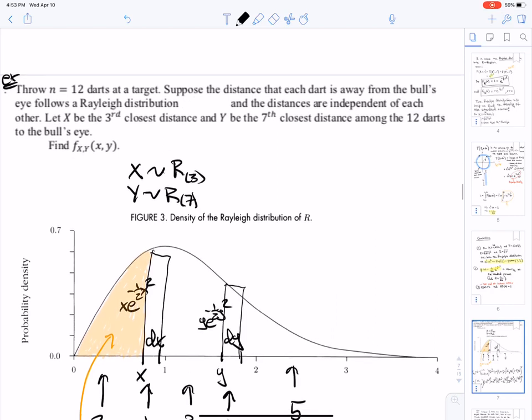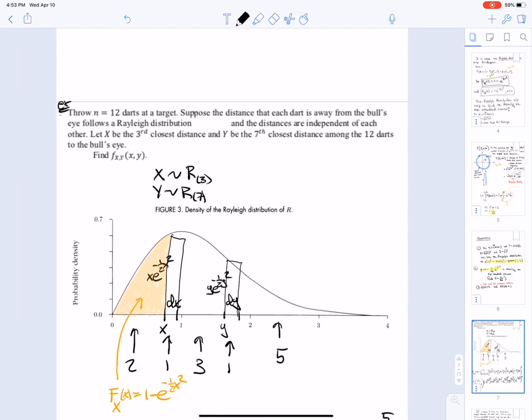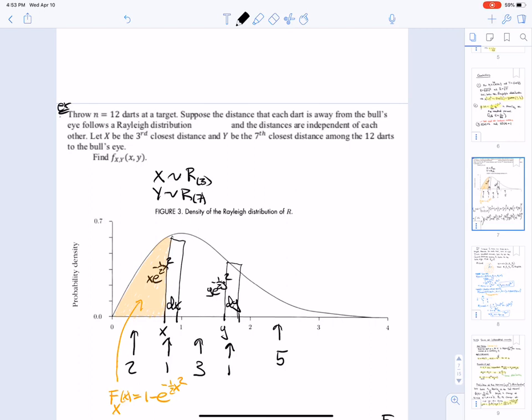So here's an application of the Rayleigh. We throw 12 darts at a target. Suppose the distance that each dart is away from the bullseye follows a Rayleigh distribution, and the distances are independent of each other. Let X be the third closest distance and Y be the seventh closest distance among the 12 darts to the bullseye. Find the joint density of X and Y. So X here is the third order statistic, and Y is the seventh order statistic of the Rayleigh.